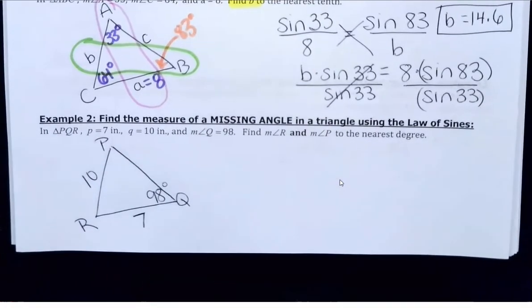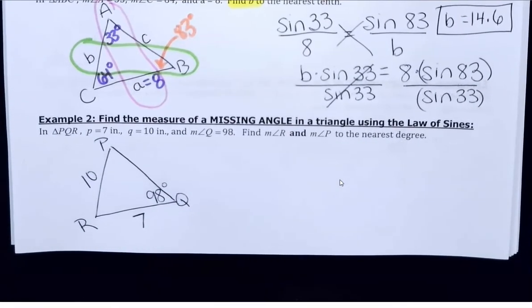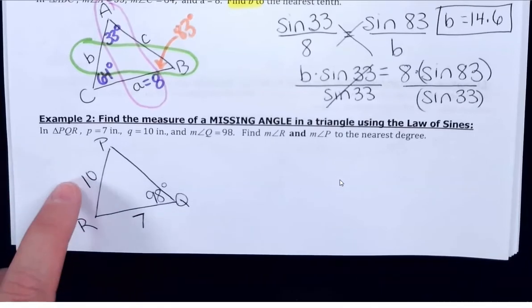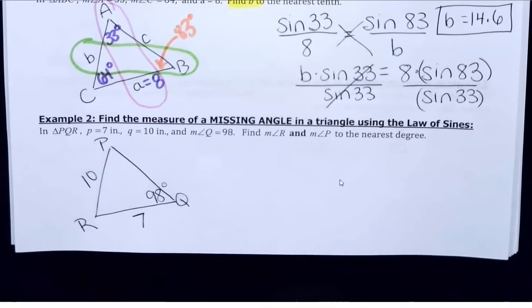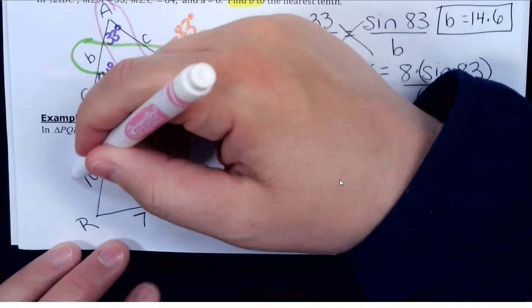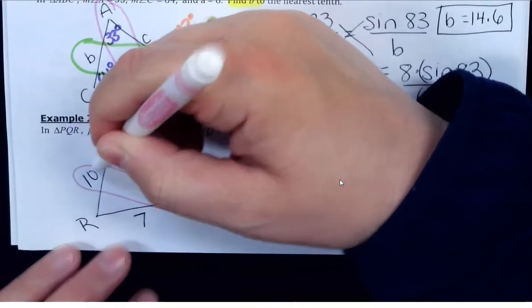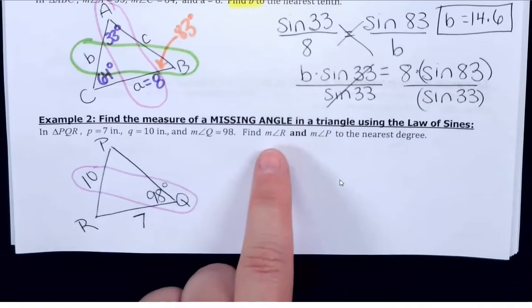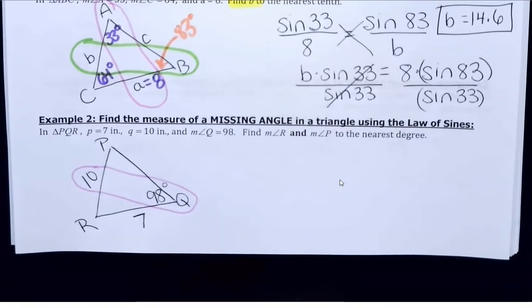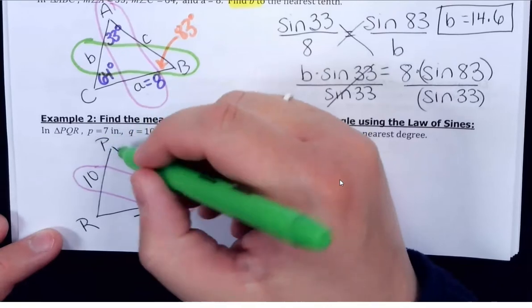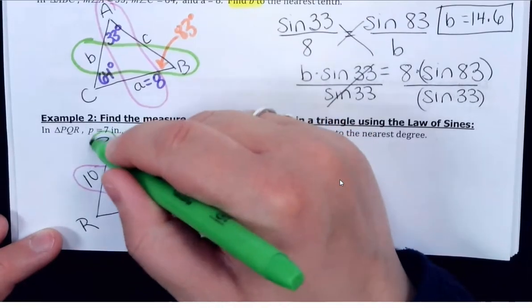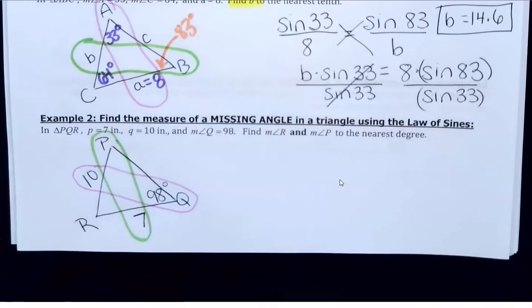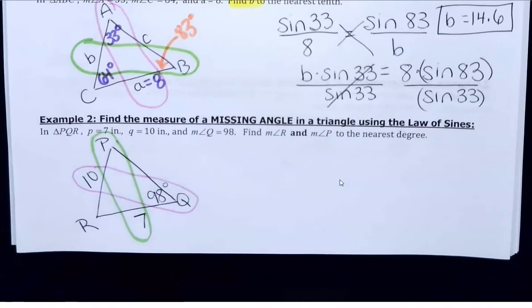All right, so this is going to fit that description where I said if you had two sides and the angle across from one of the sides. So I can set up one of the fractions in my proportion with that set. Now, I'm actually supposed to find angle R and angle P here. The only other piece of information I have in the drawing is the 7 for side P. So I'm going to match these up.